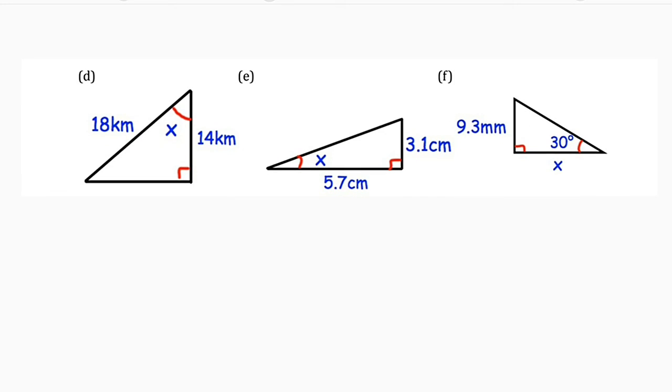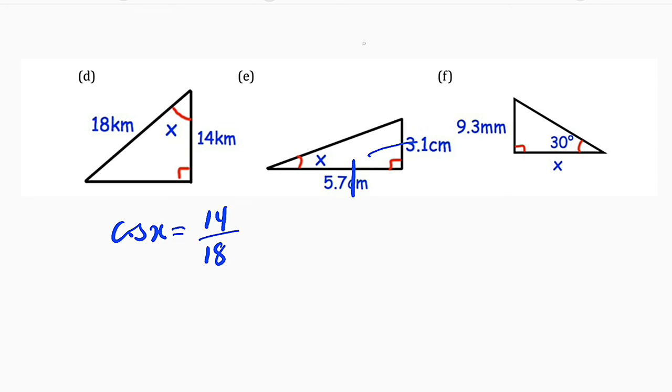This is in kilometers. This is the opposite. This is the hypotenuse. This is the adjacent. So since the adjacent side and the hypotenuse are given, you use cosine. Cosine of x equal to adjacent divided by hypotenuse. Make x the subject by taking cosine inverse of both sides.